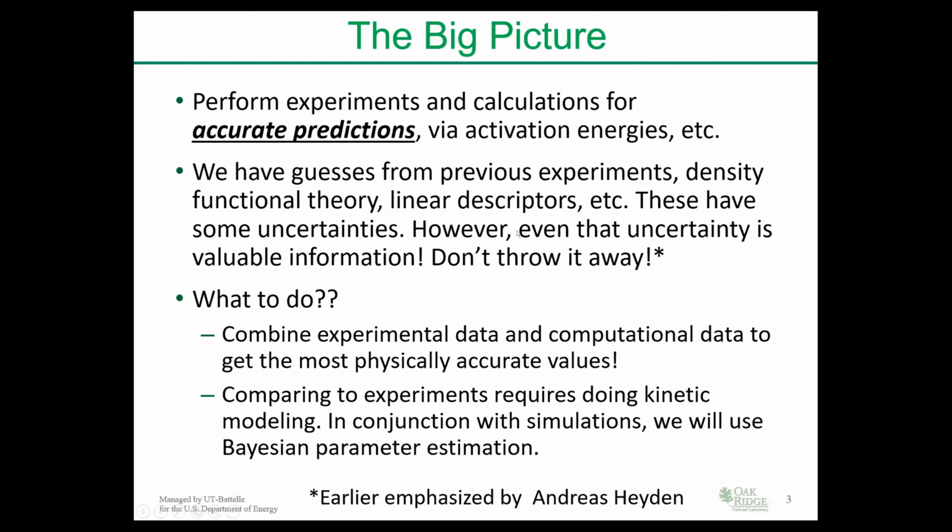And so what I'm going to argue in this talk today is that we should be using those uncertainties, taking experimental data and their uncertainties, and computational data and their uncertainties, using them together to get the most physically accurate values. We'll be doing that with kinetic modeling, that is kinetic simulations, and Bayesian parameter estimation.